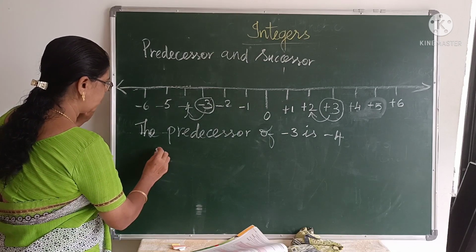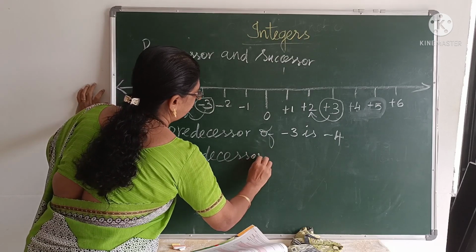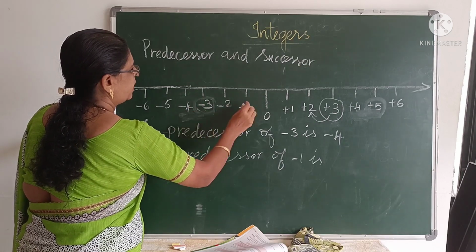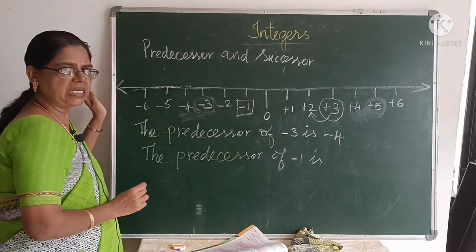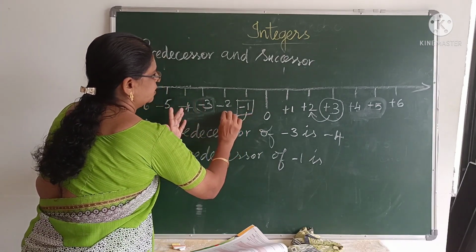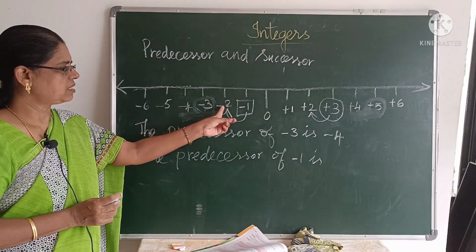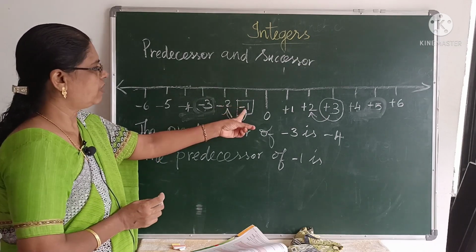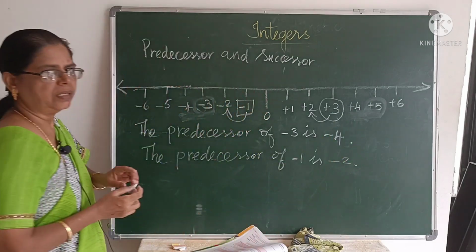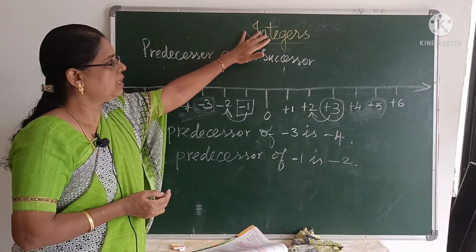Which is the predecessor of minus 1? So to find out the predecessor of minus 1, just look at the integer which is left to it. Look just left of it. So minus 2 is just left of minus 1. So minus 2 is the predecessor of minus 1. So hope you have understood how to find out the predecessor of an integer.